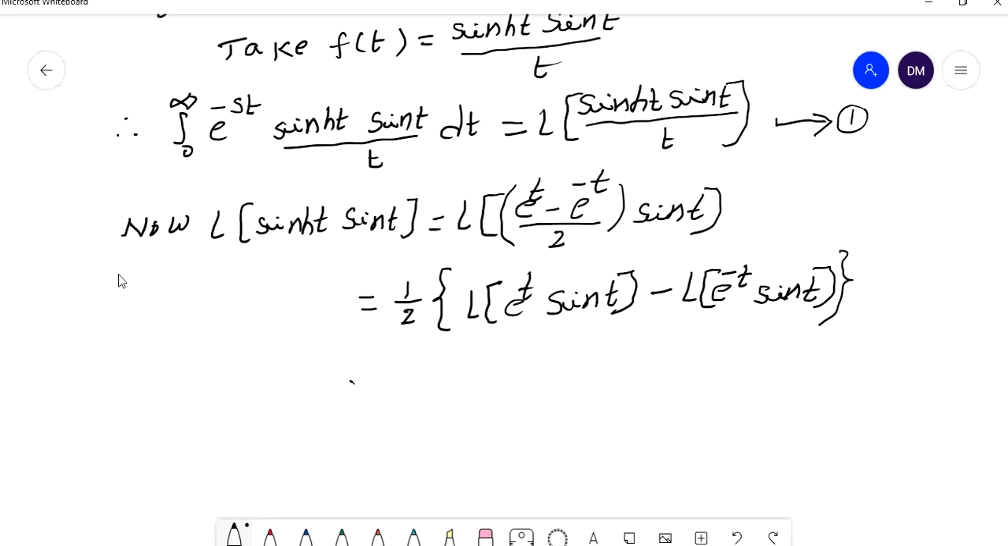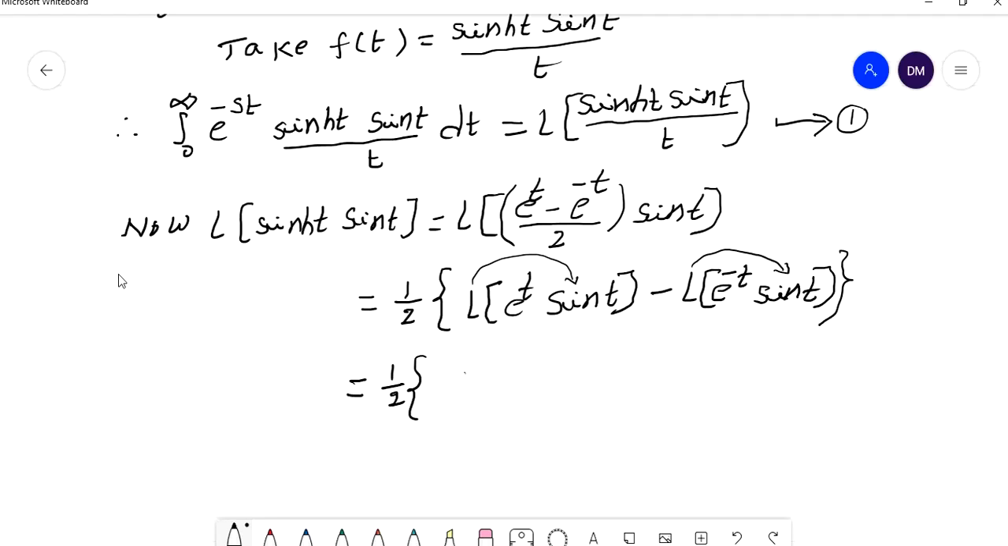So this is equal to 1 by 2 into L of e power t into sin t, minus L of e power minus t into sin t. This is in the form of L of e power at into f of t, so by using the first shifting property, first we write L of sin t, then we change s to s minus 1. In the second term, it is in the form of e power minus at into f of t, so first we write L of sin t, then we change s to s plus 1.